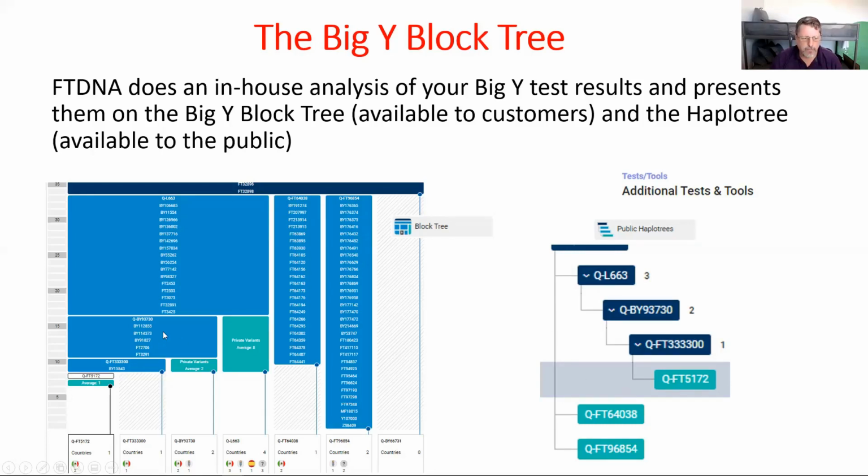So here you have QL663, and here's QL663, which is the father branch or mother branch, whatever, of this one, which is the mother branch of this one, which is the mother branch of this one, and so forth. So it's basically the same. But just to put this in perspective, this private variant here, this little turquoise, that's me. And then this represents my father, my grandfather, my great-grandfather. This represents my fifth great-grandfather.